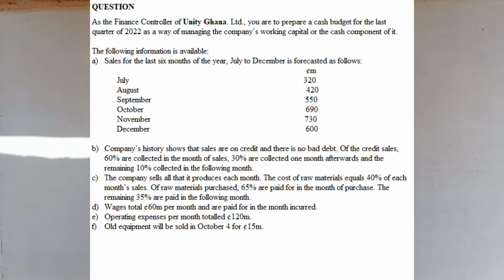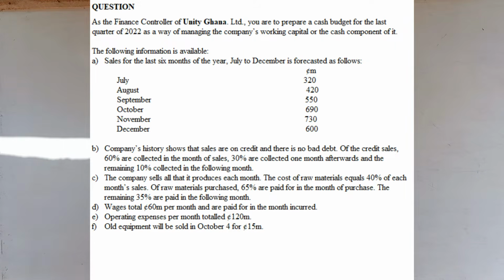As the finance controller of Unity Ghana Limited, you are to prepare a cash budget for the last quarter of 2022 as a way of managing the company's working capital, or the cash component of it. The following information is available. The first one, A: sales for the last 6 months of the year, that is July to December, is forecasted as follows. So we have July, August, September, October, November, and December.